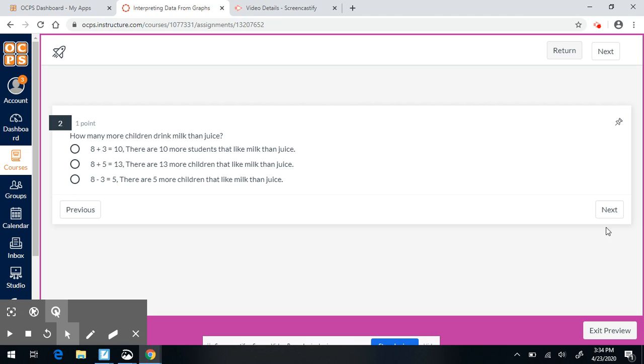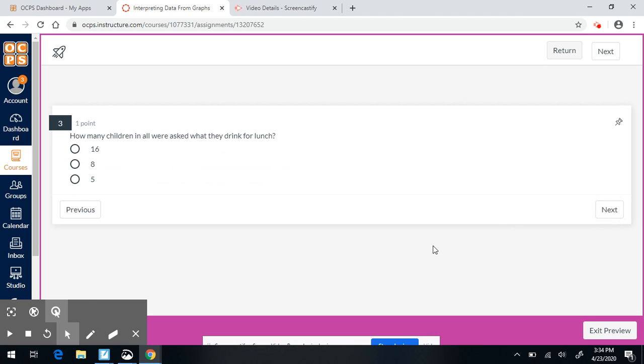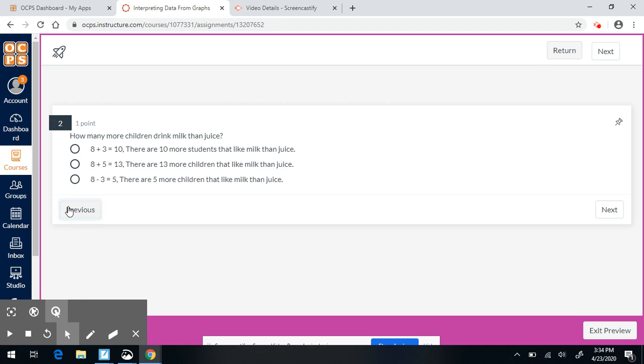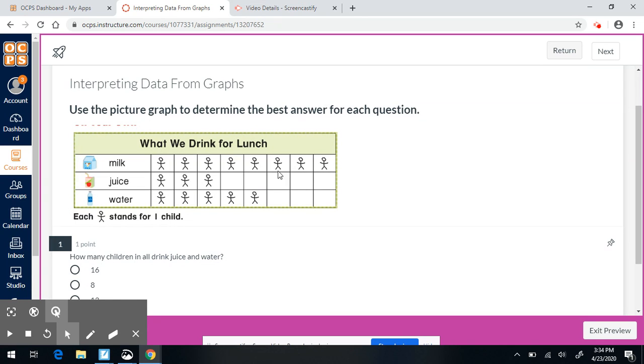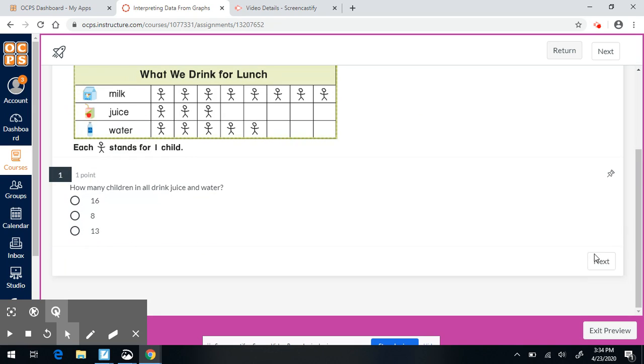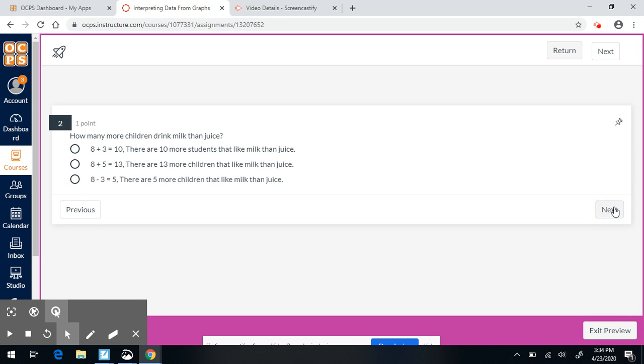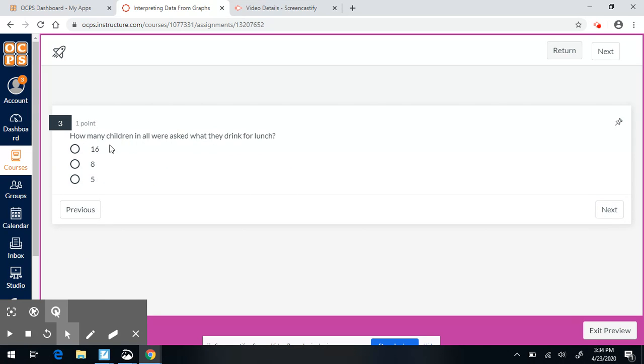Okay, next up. Number 3, how many children in all were asked what they drink for lunch? So this time it's in all, and it didn't specifically say any particular drinks. So count it all up. And then see, is it 16, 8, or 5? Record your answer when you're ready. Move on when you're ready. Pause the video at any point if you need to.